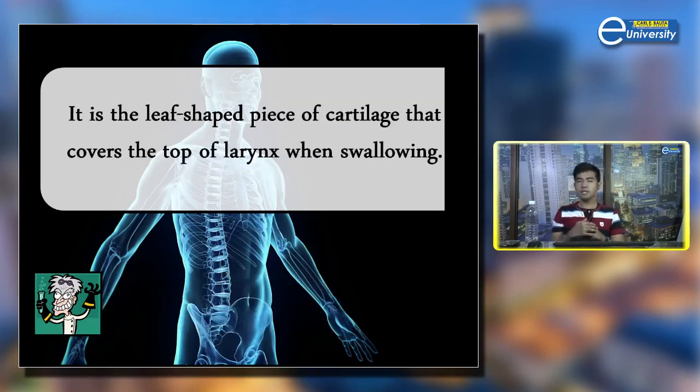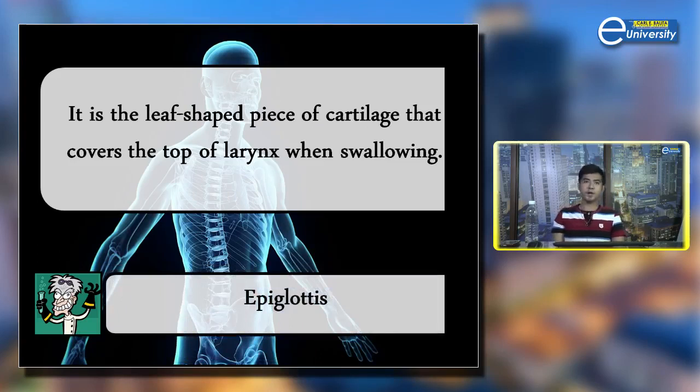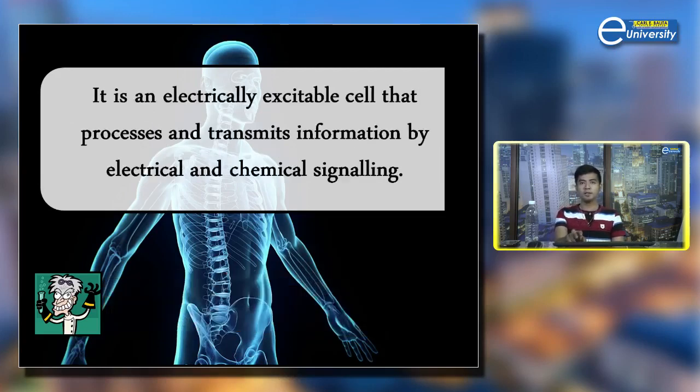Next. This question was derived from the respiratory system. The question is, it is the leaf-shaped piece of cartilage that covers the top of the larynx when swallowing. What do you call this cartilage? And the correct answer is epiglottis. Very good. Epiglottis is the leaf-shaped piece of cartilage that covers the top of the larynx when swallowing.